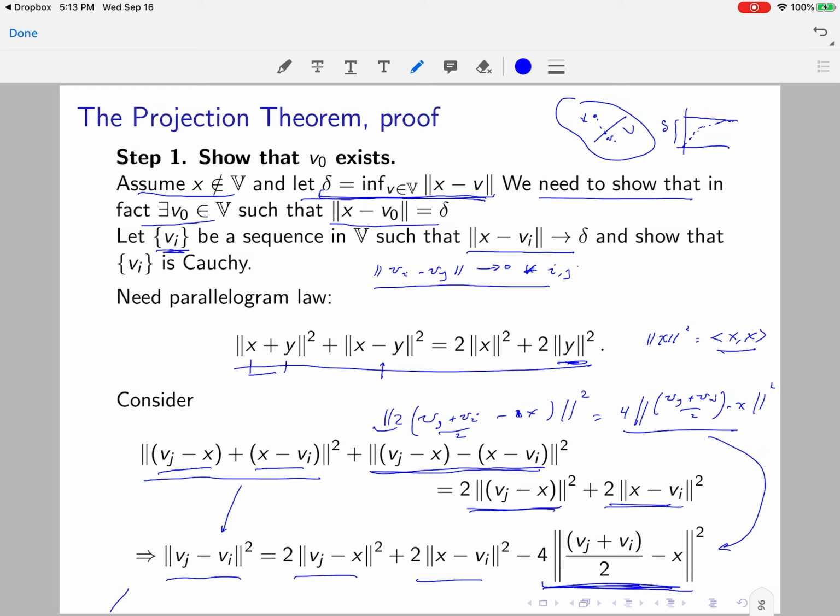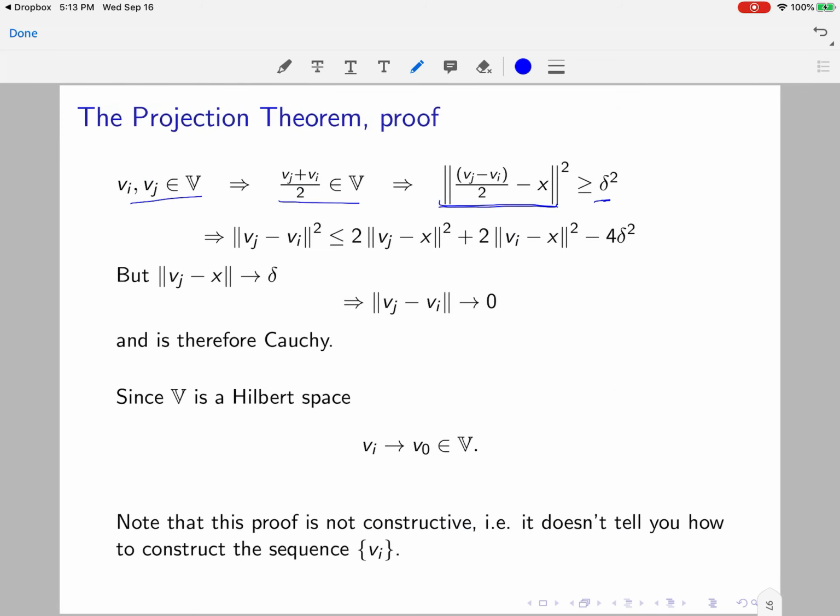Okay, so we come back here and we know that this guy is bigger than delta squared, and this thing has to be bigger than delta squared. So we know then that, in fact, since this guy is bigger than delta squared, when we do a minus 4, it's going to be less than or equal to minus 4 delta squared. And now we know that this guy converges to 2 delta squared, because the norm of Vj minus x converges to delta, and the norm of Vi minus x converges to delta. So this whole thing converges to 4 delta squared minus 4 delta squared. So we know that the norm of Vi minus Vj converges to 0. Therefore, it's a Cauchy sequence.